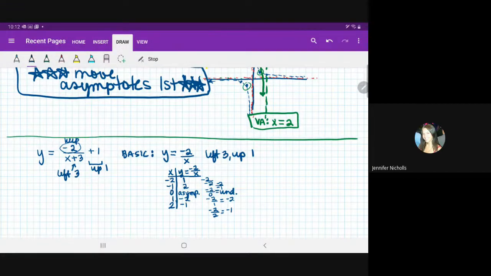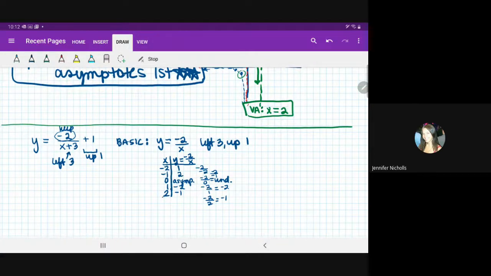And then I'll go left 3 and up 1. And then there's the last asymptote. So this one is the vertical asymptote. I'll put it in my chart. And then my horizontal asymptote is asymptote 0. And then I move it. So let's draw that graph. Left 3, up 1. So I just need to make sure that I can go left. Up 1 shouldn't be very far. So -2, 1. -1, 2. 0 is an asymptote.